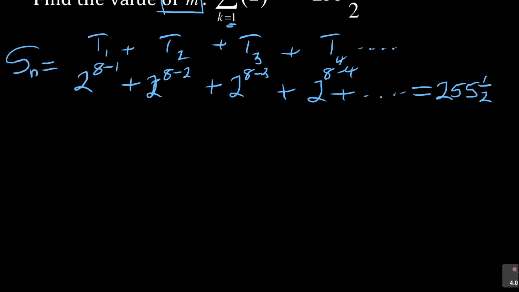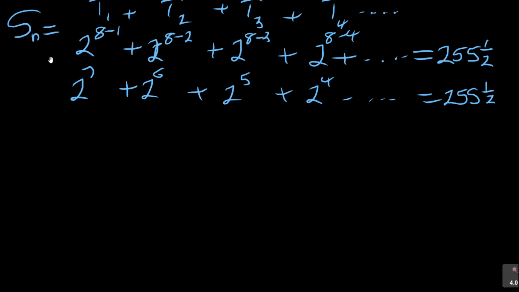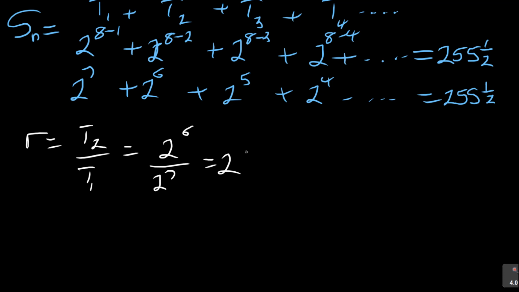You see now? So now they want M. If we continue this, it will be 2 to the power 8 minus 1 is 7, 2 to the power 6, 2 to the power 5, 2 to the power of 4, and so on, equal to 255 and a half. Now obviously you know the drill. Start with r, common ratio. What is r? It's T2 over T1, which is equal to T2 is 2 to the power 6 over 2 to the power 7. You can use a calculator, but with exponents, you say 6 minus 7, which is 2 to the power negative 1, which is 1 over 2.